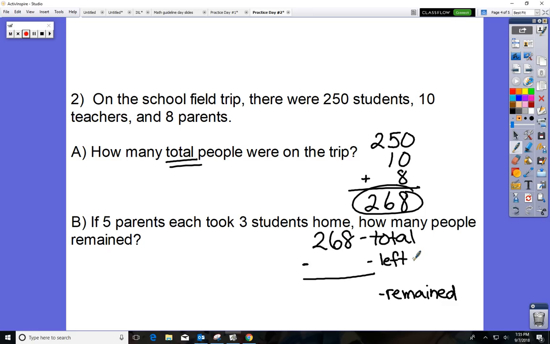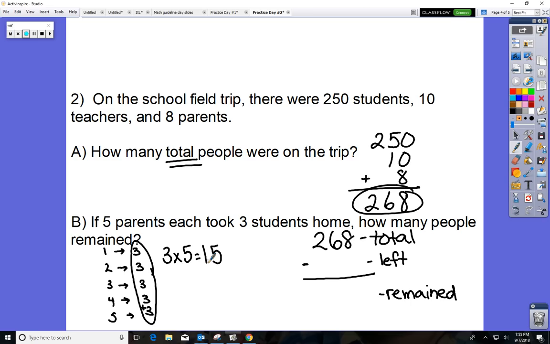So I have 5 parents. So 1, 2, 3, 4, 5 parents. Each one took 3. So this parent took 3, this parent took 3, this parent took 3, this parent took 3, and this parent took 3. So I could see how many altogether this made. I can do that by adding these 3's, 1, 2, 3, 4, 5 of them together. Or I can simply do 3 times 5 or 5 times 3 to get 15.